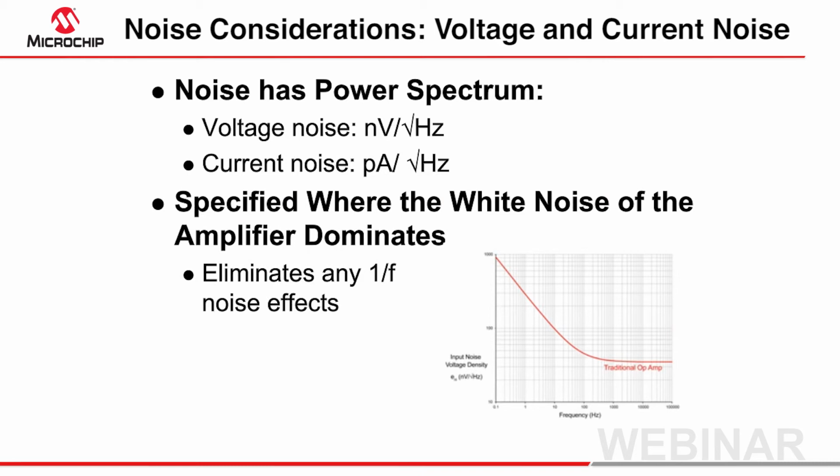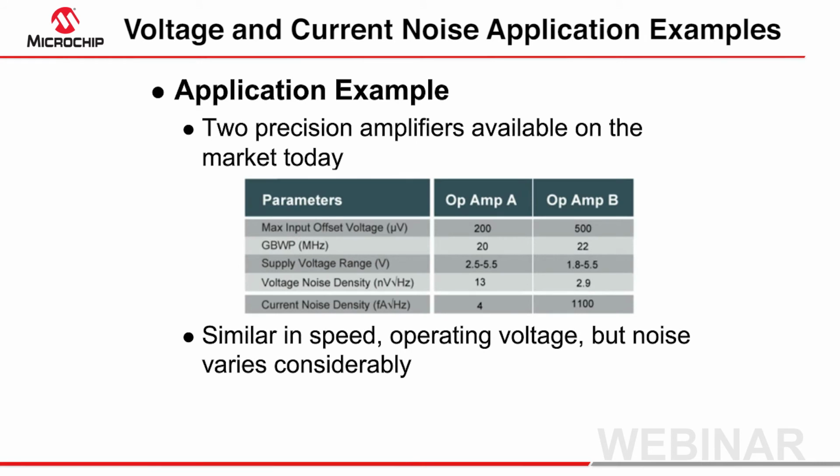effects of 1/f noise. So how does a designer actually use these noise specifications when it comes to an actual application? Let's take a look at a simple example using two actual op-amps that are available on the market today. Now this table highlights some of the key specifications for these two operational amplifiers. The two are similar in terms of offset performance, speed, and operating supply voltage. The noise specifications, on the other hand, vary considerably.